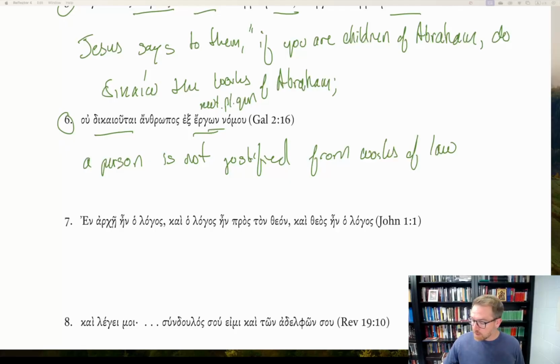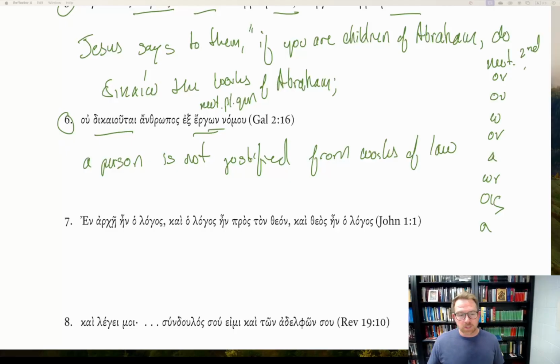Because remember, we have the on, ou, o, on, a endings in the neuter of the second declension. So this on ending here tells you, oh, I'm looking at a plural. Works, not work of law, but works of law. And the ou ending on law tells you, oh, it's also genitive, but it's genitive singular in that instance.